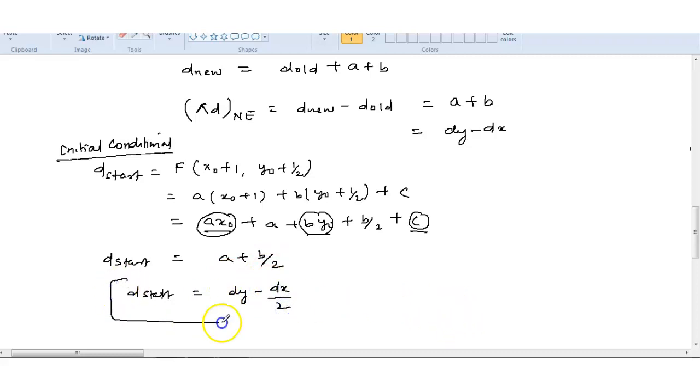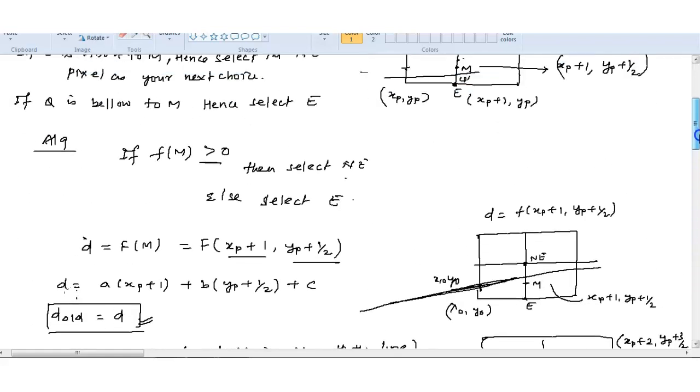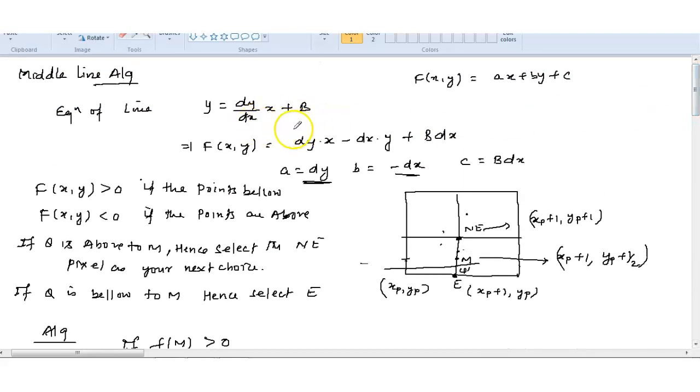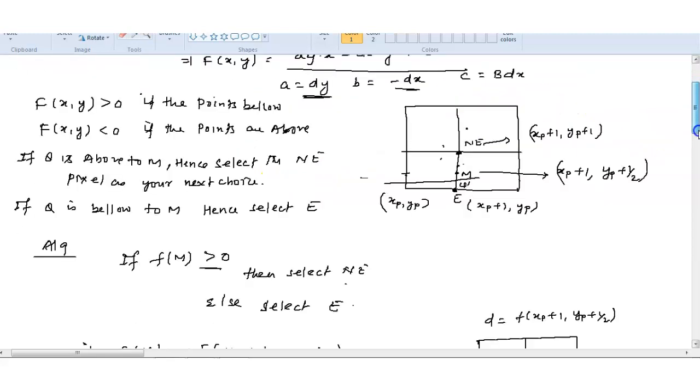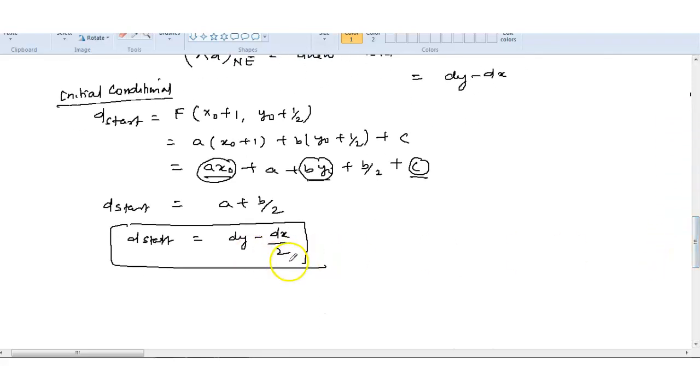So here again d start is coming in fractions. This function we have already discussed with fractions. Floating point multiplication is costly, so we'll convert it into terms of integers. How can you convert this into an integer? Because we have chosen the function as the equation of the straight line ax plus by plus c. Then we got a starting point, everything.